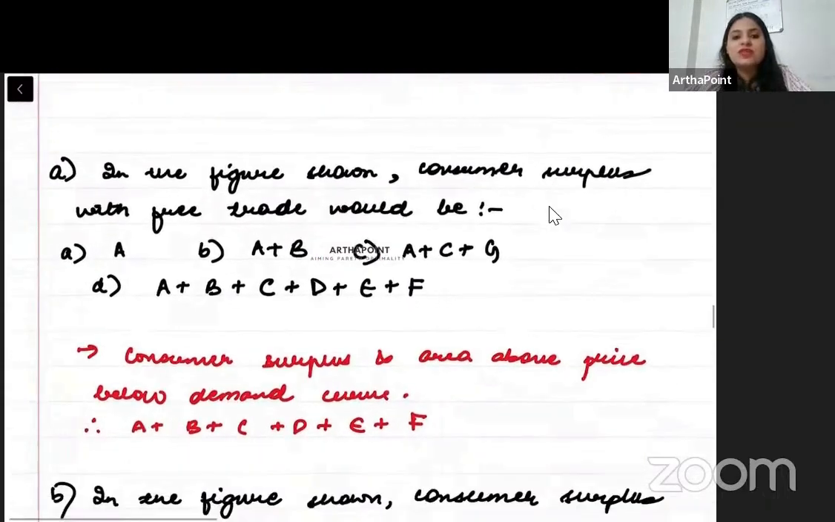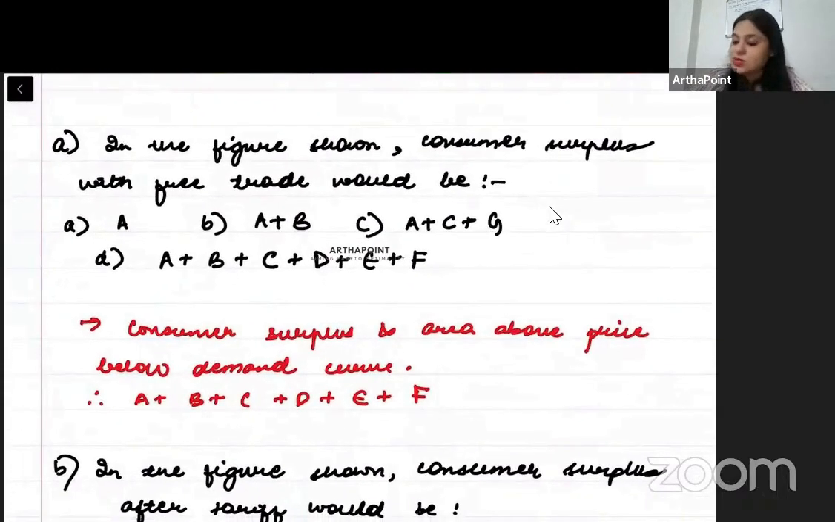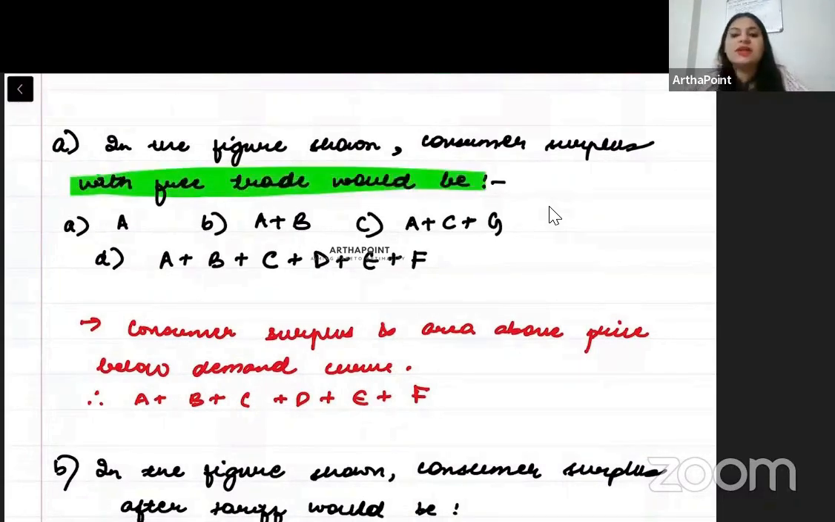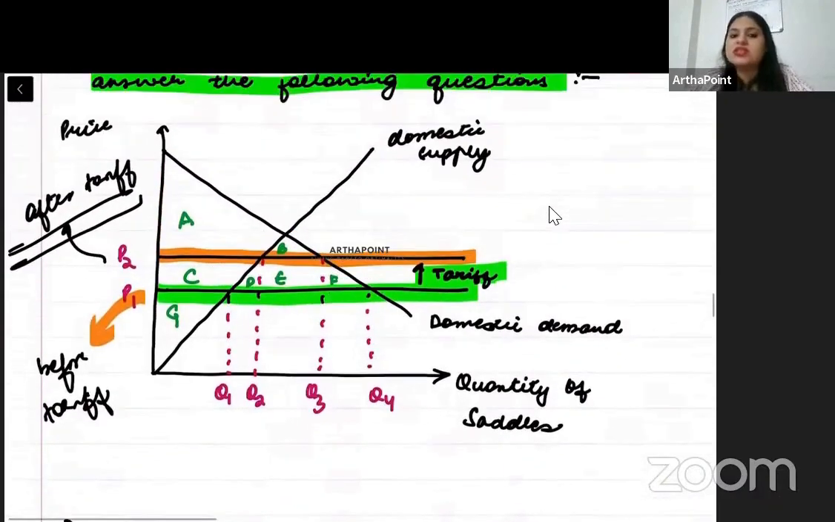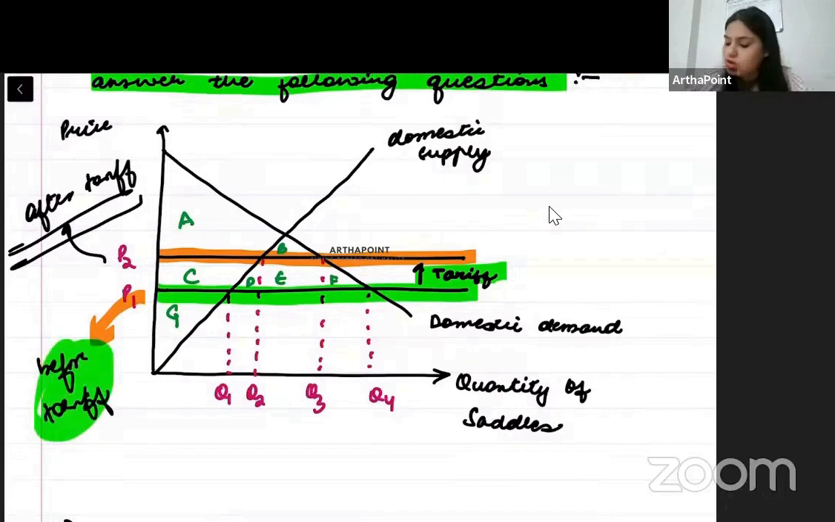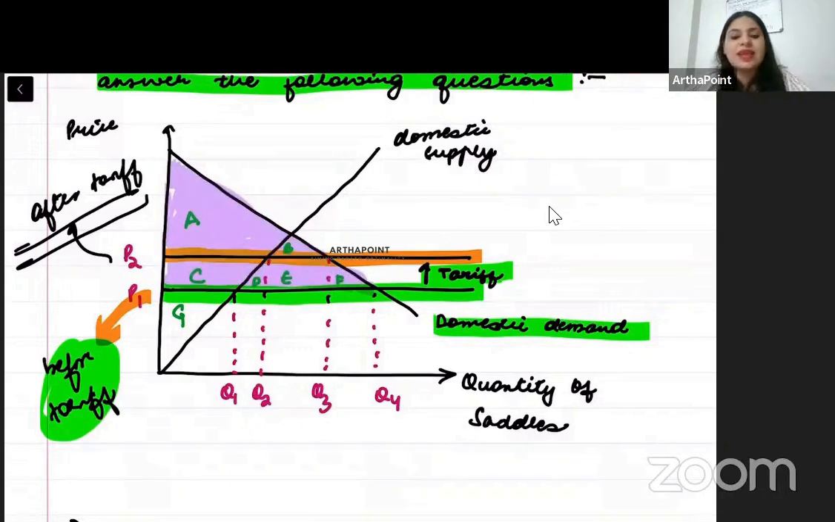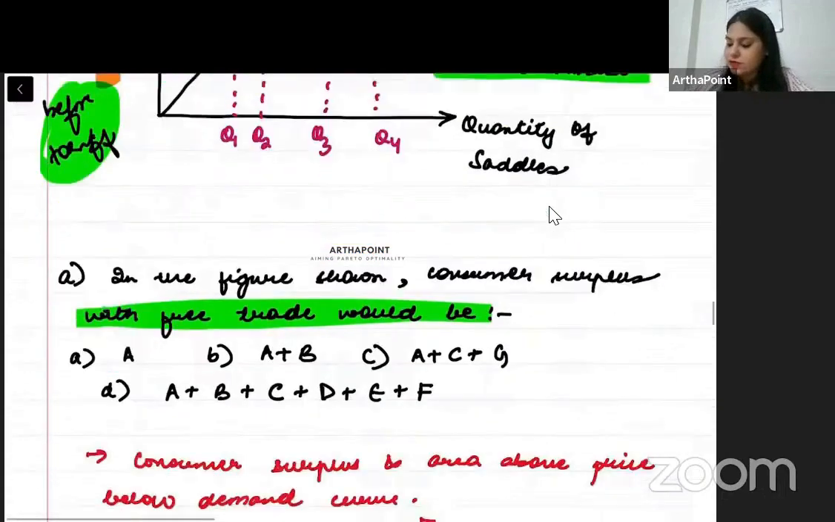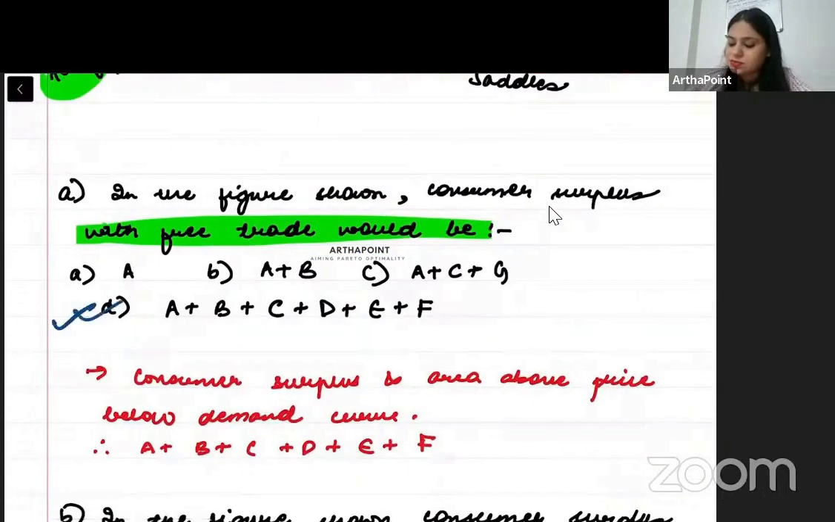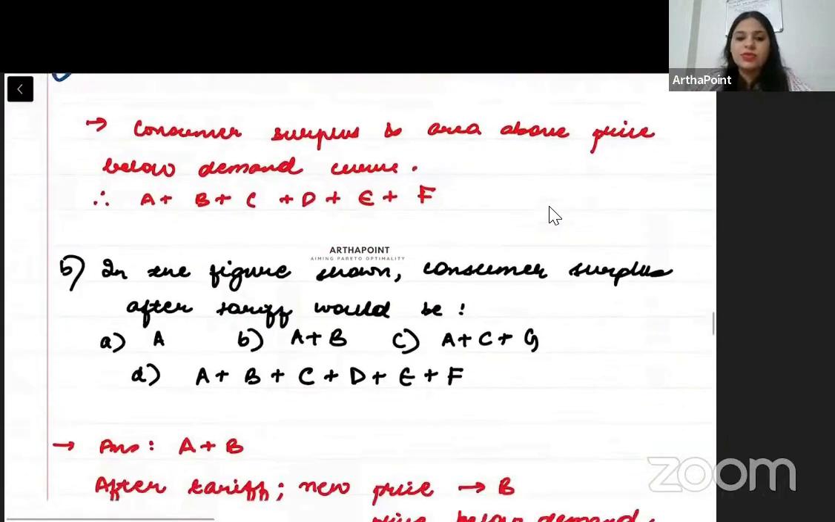Now this asks you, in the figure shown, consumer surplus with free trade would be. That means when there is no tariff involved, what is the consumer surplus? So consumer surplus before tariff will be the area below the demand curve and above the price. This part. So it will be A, B, C, D, E, and F. Now come to the next one.